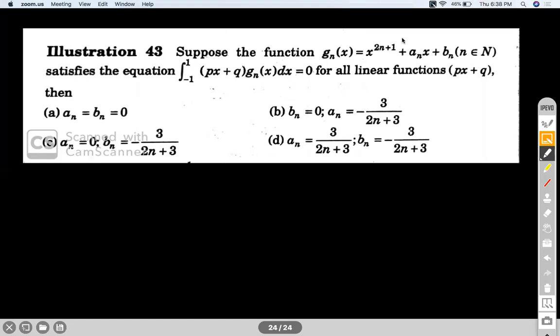So if it satisfies all linear functions, then won't g n x be zero, like a zero function? Why? Because if you consider the areas, then it should be like that, right? Because px plus q can be anything. It can be any line. So the areas will be unequal. So if you want it to become zero, then I thought it should be equal. Give me a better reasoning.